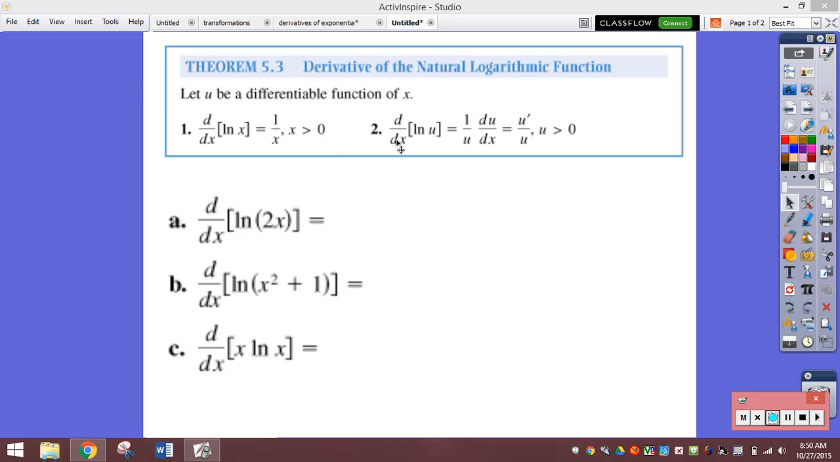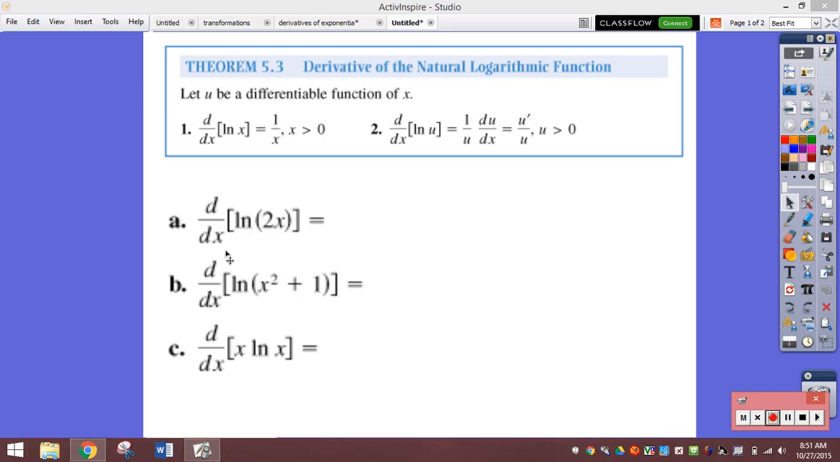And then if we modify that for composite functions, it would be the derivative with respect to x of natural log of u equals 1 over u times du over dx. You can simplify it to just u prime over u, which tends to be the easier version to remember. And again, that same domain restriction holds true.